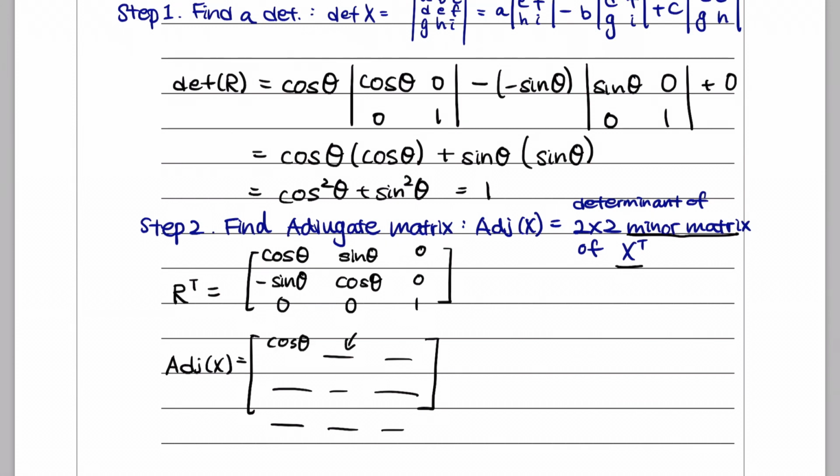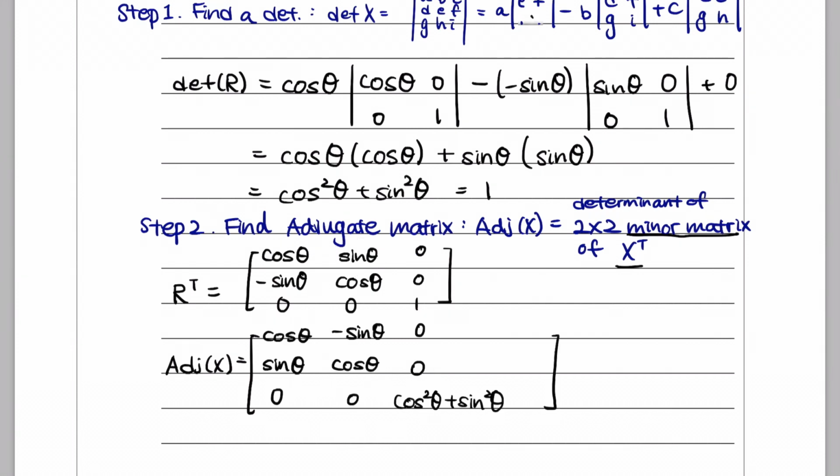For the second position, that corresponds to sine theta in your transpose matrix. You eliminate your row and your column. Now you have these 4 numbers as a remainder. So it becomes minus sine theta times 1 minus 0. So that becomes minus sine theta. You repeat for every single position and then you get the adjugate matrix. If you finish finding all the determinants of the 2 by 2 minor matrices, it looks like this. And the last term becomes cosine squared plus sine squared, so that's equal to 1 again.